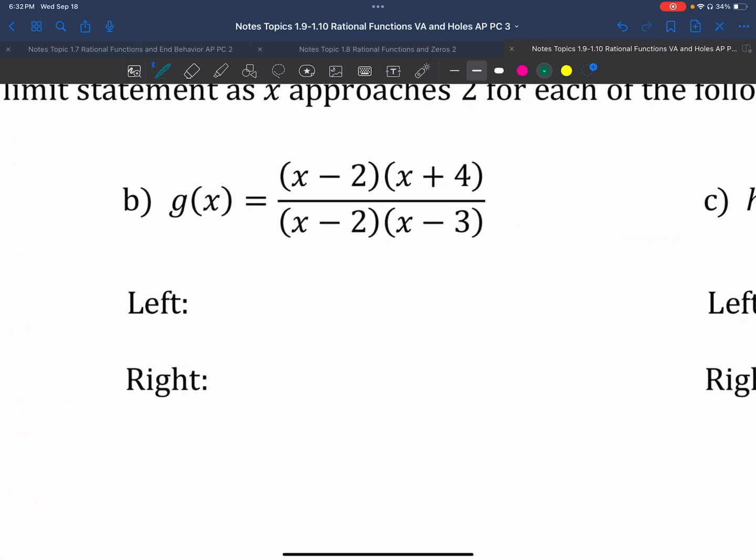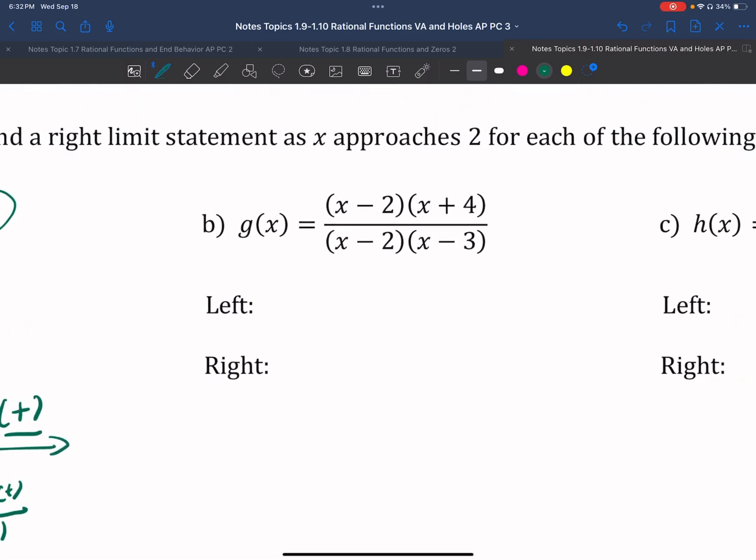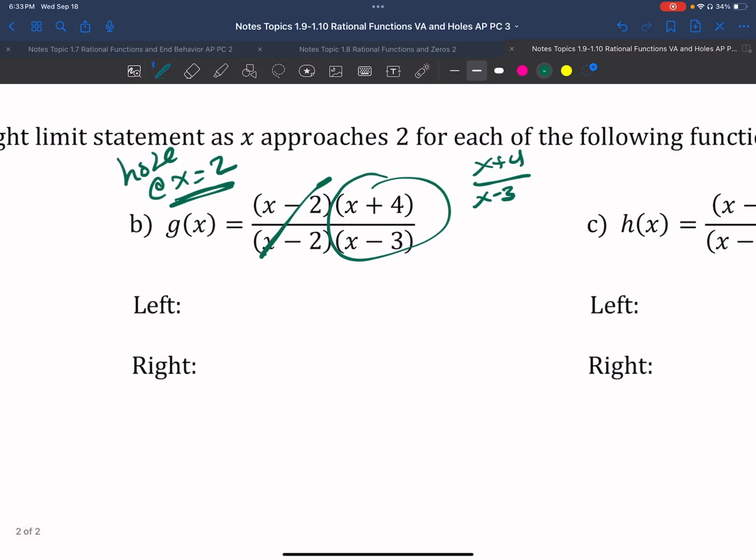Okay, looking at b. Again, we're talking about 2. What's going on at 2? I know that these two cancel out, so I know I have a hole at x equals positive 2. If you remember, I have to find the y value of the hole because the y value of the hole will be the limit from the left and from the right. To find that, again, I'm going to take these two, x plus 4 over x minus 3, and then replace my x's with the x value of the hole, which happens to be 2.